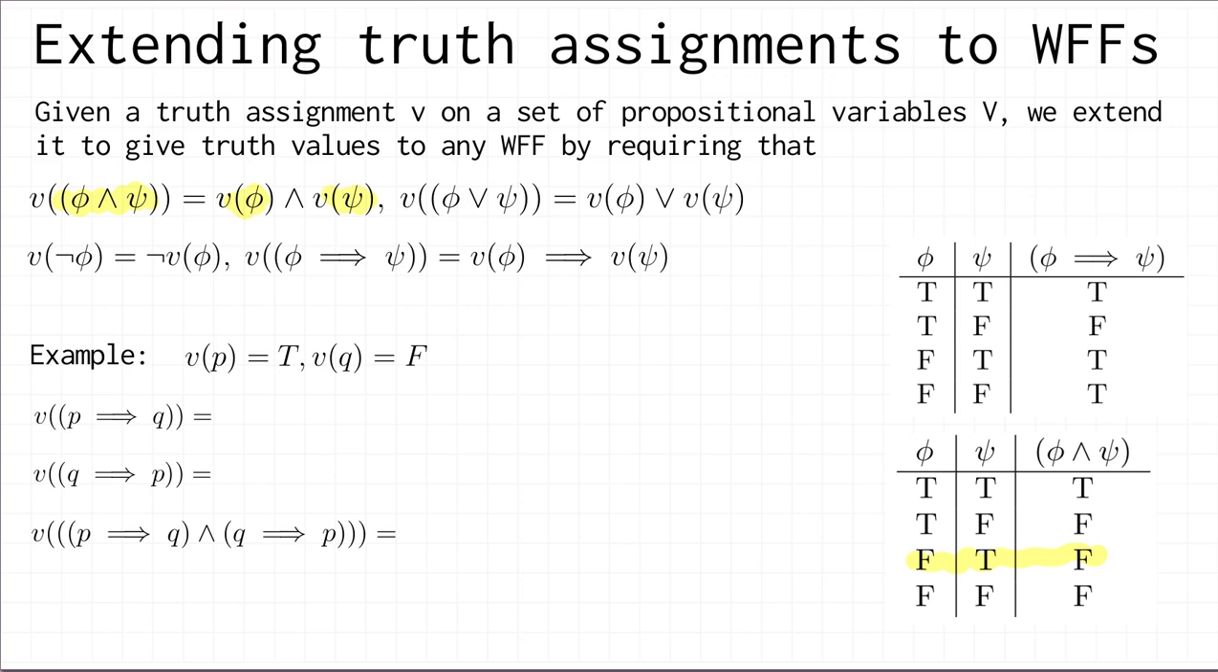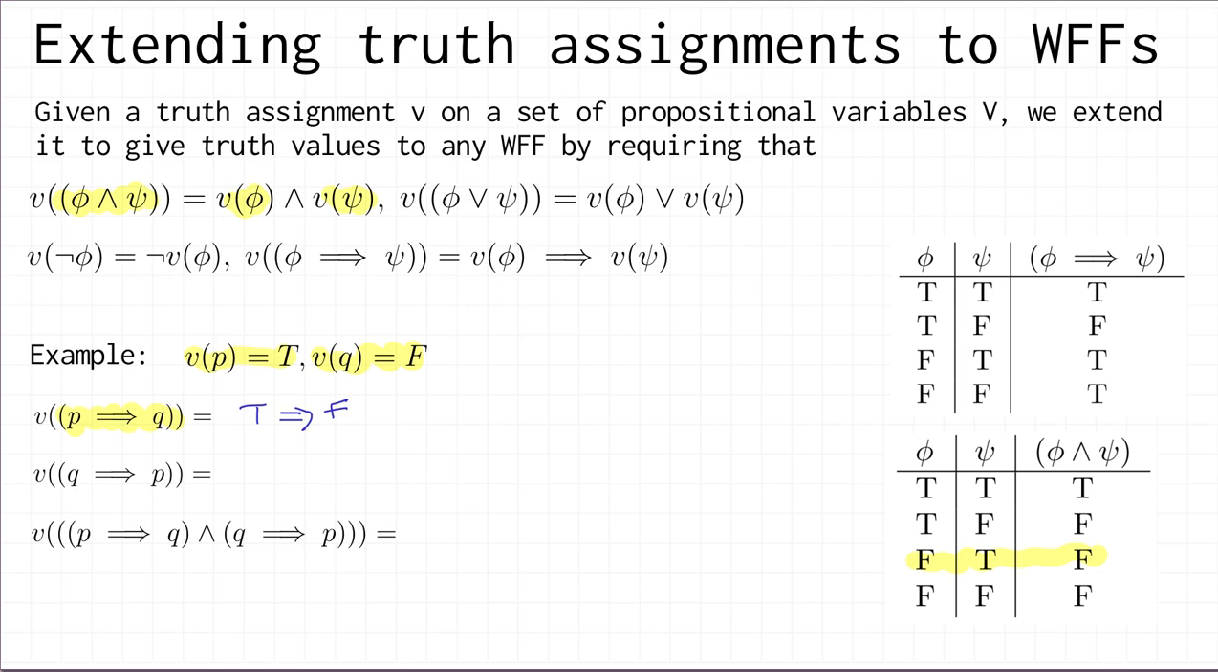So let's take a look at an example of doing this. We have some propositional variables p and q, and we've got a truth assignment v such that v of p is true and v of q is false. And the first well-formed formula I'm going to be interested in giving a truth value to is this one here, p implies q. So the way that we can work this out is to go down to the propositional variables here and substitute for their values. So here p was true and q was false, so this one becomes true implies false.